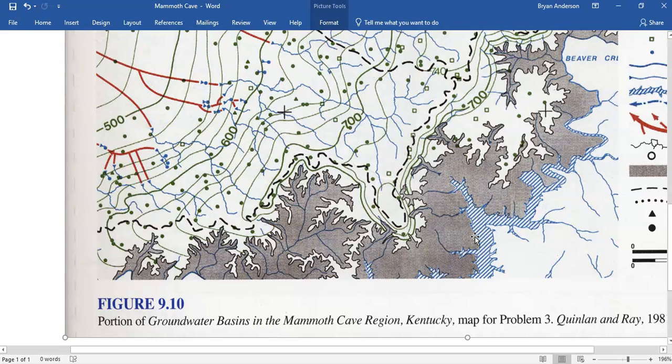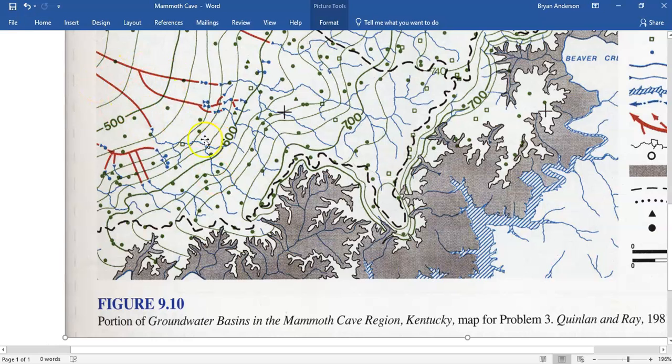Okay, so you're supposed to then predict where the dye would reappear at the surface and mark those spots as it says in part 1. Part 2, so part 3, see part 2. What is a hydraulic gradient in feet per mile? Don't be bothered by the term hydraulic gradient. That's basically just the slope down which the groundwater flows.